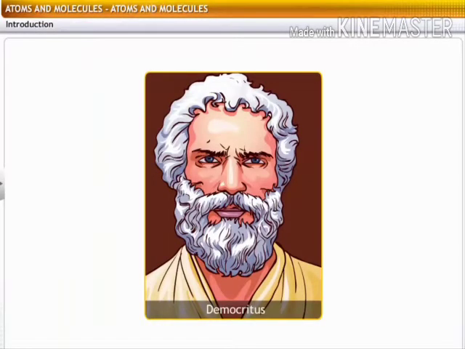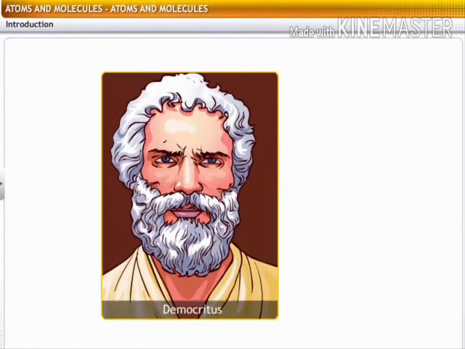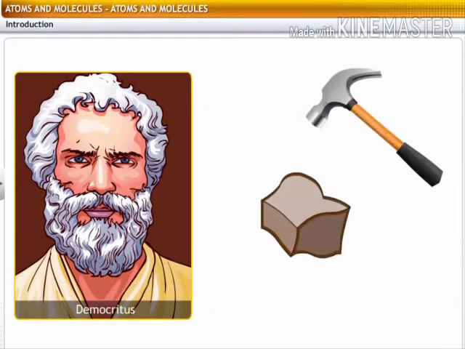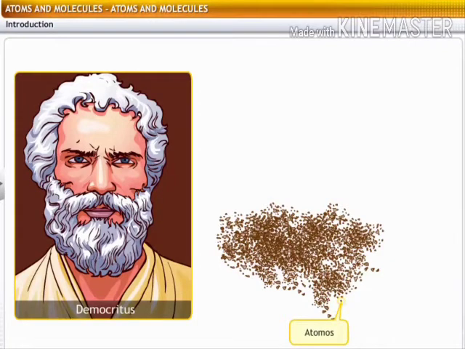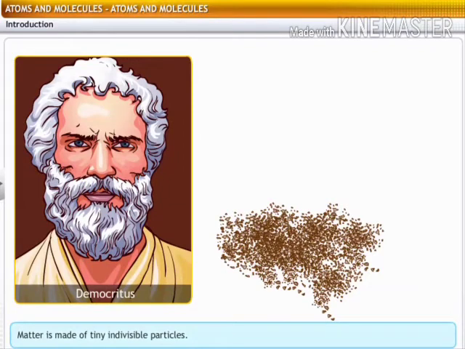After a series of experiments, Democritus concluded that if you continue to cut a stone into smaller and smaller pieces, at some point you would reach a piece so tiny that it could no longer be divided. Democritus called these infinitely small pieces of matter atomos, meaning indivisible. Convinced that matter is made of tiny indivisible particles.